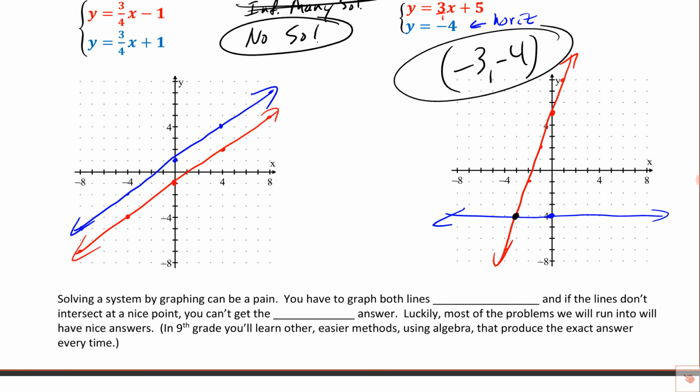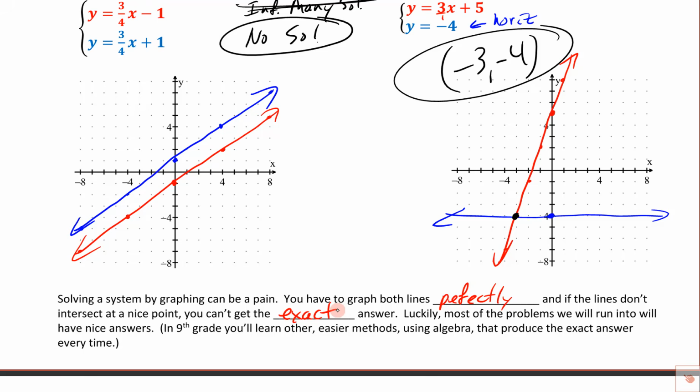Now, let's take a look at the bottom of the page here, and it says, solving a system of equations by graphing can be a bit of a pain. We have to graph each one of them. You'll notice that each one of the lines that we graphed were already in slope-intercept form. They were pretty quick to graph. But you do have to graph both lines perfectly. Got to do them both perfectly. And if the lines don't intersect at a nice point, you can't get the exact answer.